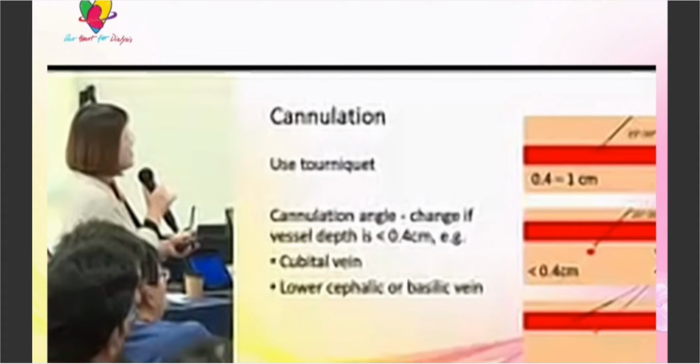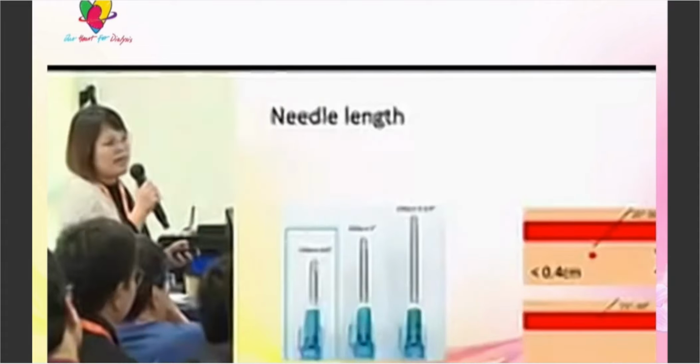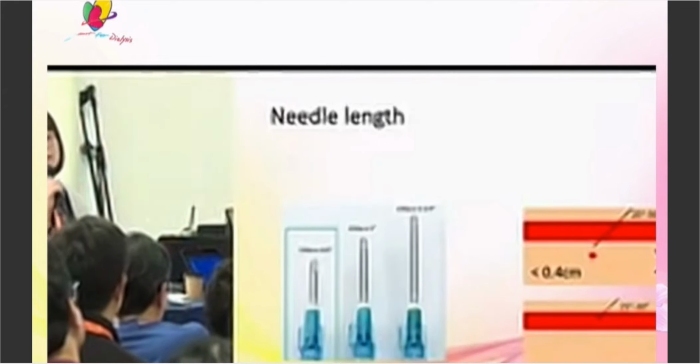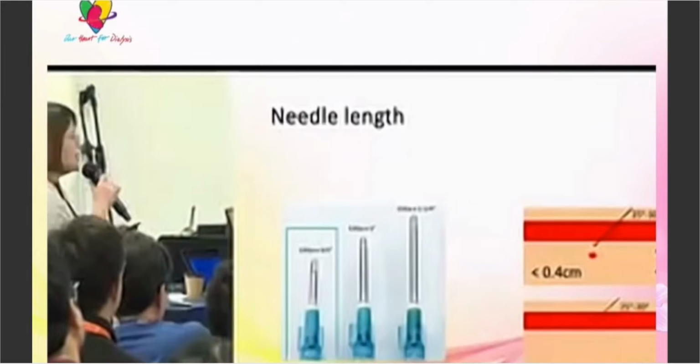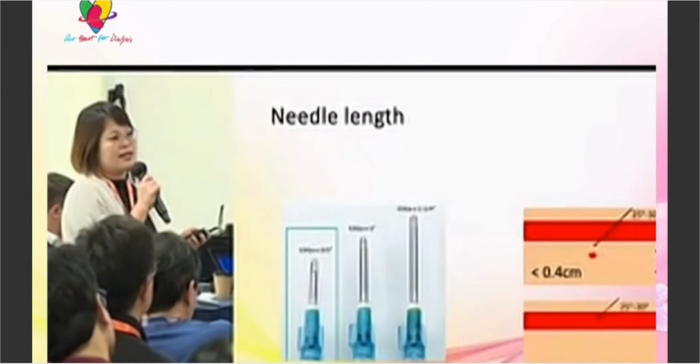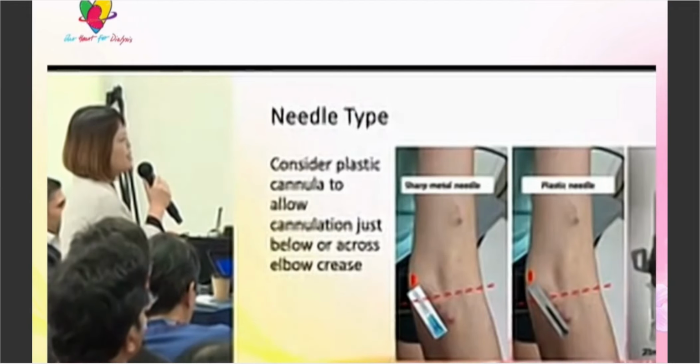The other option is using a shorter needle. In Singapore, most centers use the 1-inch metal needle. The shorter needle is not something that is available. So changing the entry angle is the key.